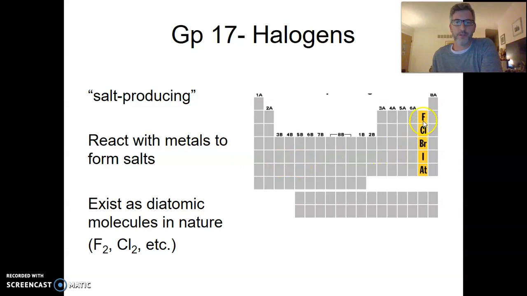Jumping all the way over here to group 17, the halogens. Those are another significant group because they're also very reactive, but for an opposite reason. They don't tend to lose 1 or 2 electrons, they gain 1. So chlorine or fluorine, these guys are very good at gaining an electron to fill up their outermost shell. And they're so reactive that they don't exist as lone atoms. So when you talk about chlorine gas, it's always going to be Cl2. The same thing with fluorine and all the halogens.